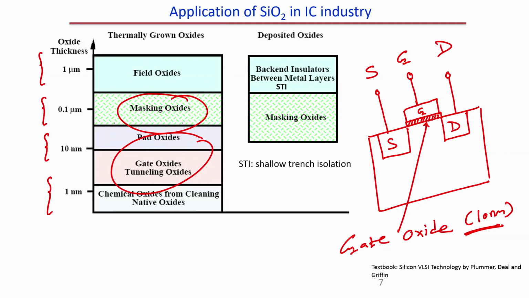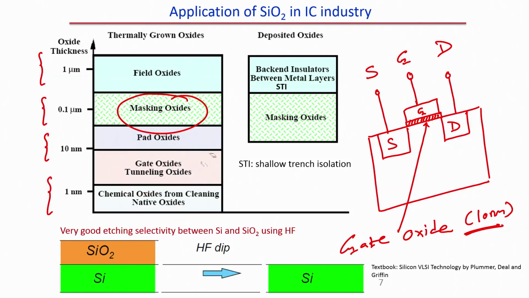Again, you can have gate oxide or tunnel oxide depending on the thickness of silicon dioxide. Then we can also have chemical oxide from cleaning native oxides, right. Now, deposited oxides can also be used as back end insulator materials between metal layers, and can also be used as masking oxide.